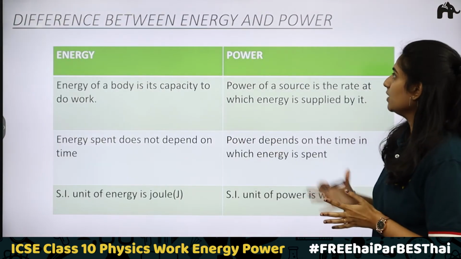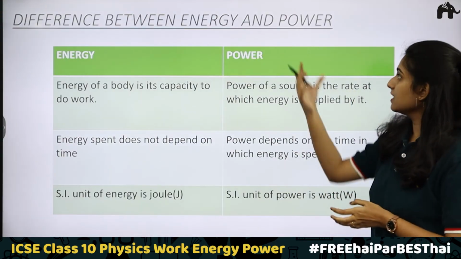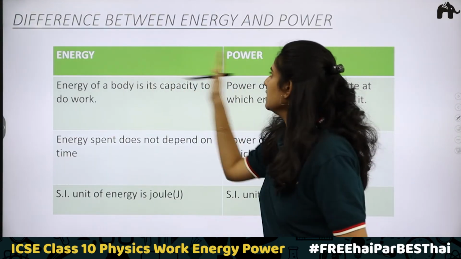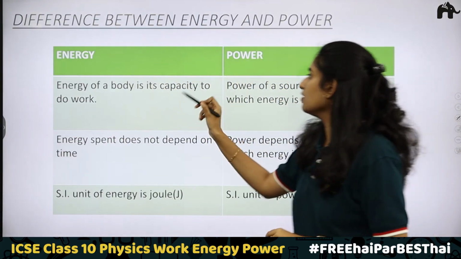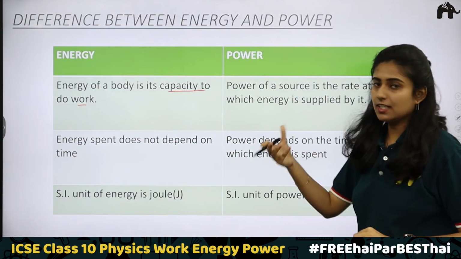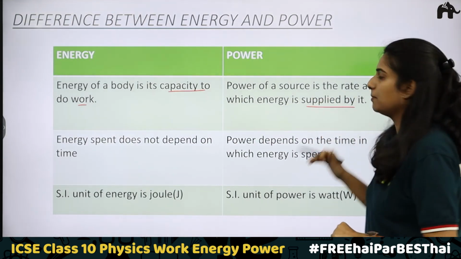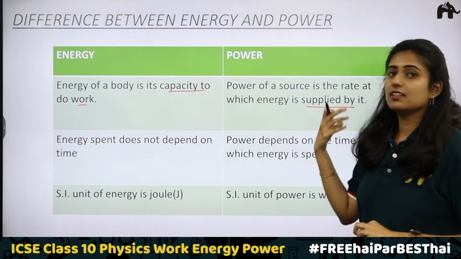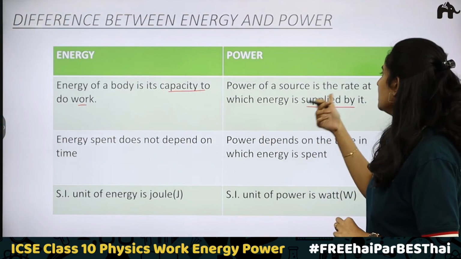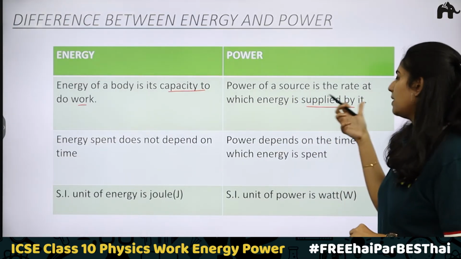Next, the differences between energy and power. We have studied the differences between work and power. Next is energy and power. Energy and work are same. We have said this. So, energy and power. First thing is the definition. Energy of a body is its capacity to do work. Next, define the power here. Power of a source is the rate at which energy is supplied by it. There we defined power in terms of work, rate of doing work. Here it is related to energy. Power of a source is the rate at which energy is supplied by it.